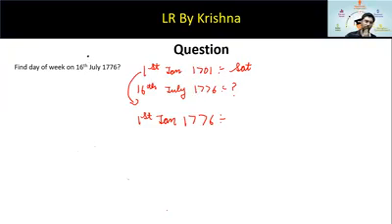Guys, do one thing. Just Google this. What day is coming? Check whether you are correct or not. Check yourself. Just Google this date: write the day on 16 July 1776. Just type it in Google and check whether you are correct or not. And if not, then what's the mistake that you are making? You are again making a calculation mistake.